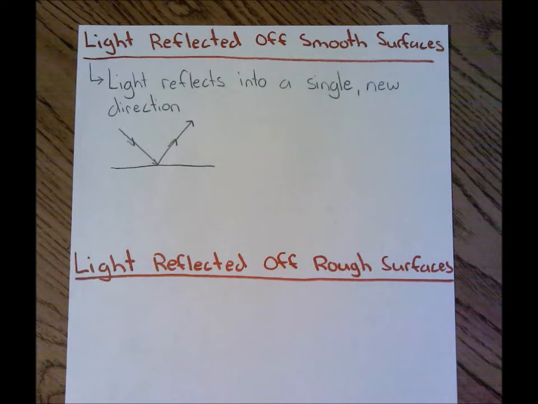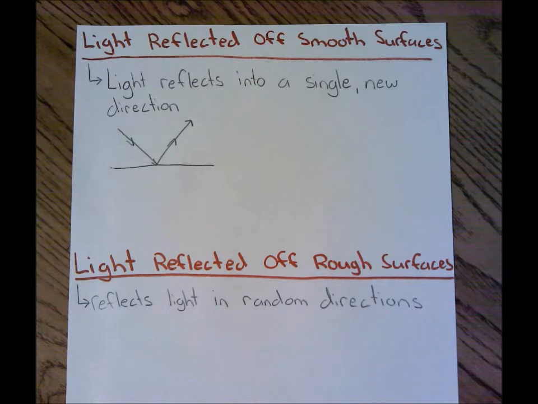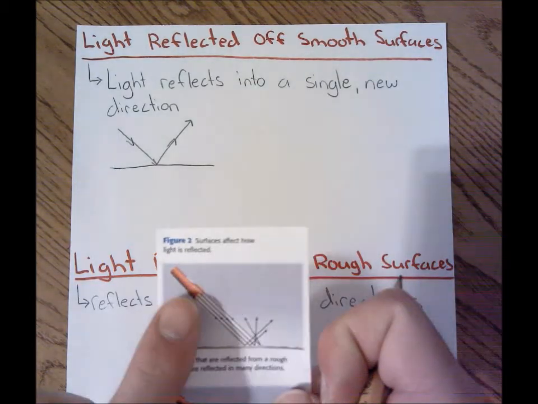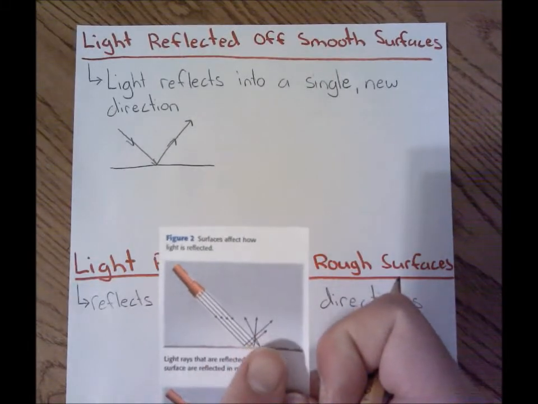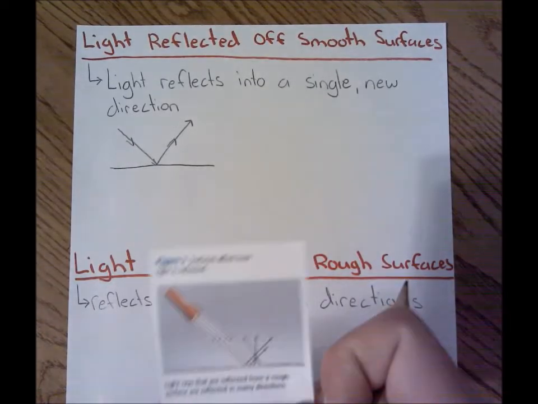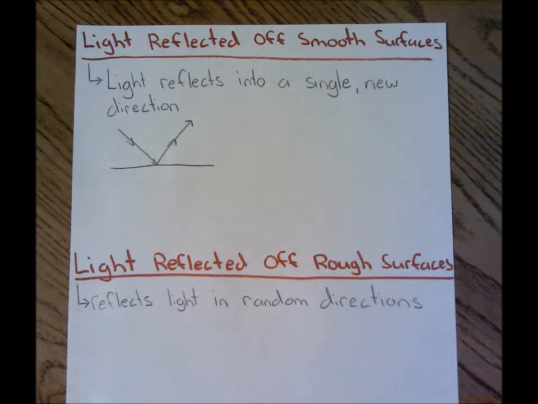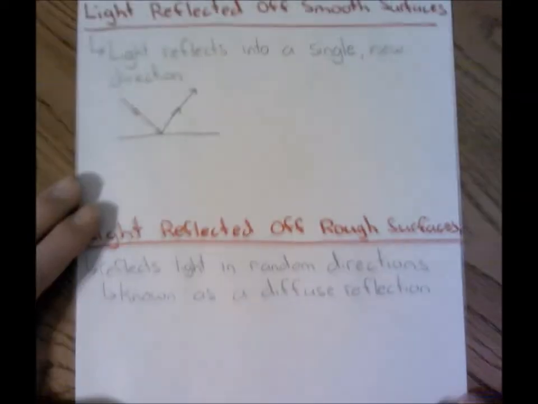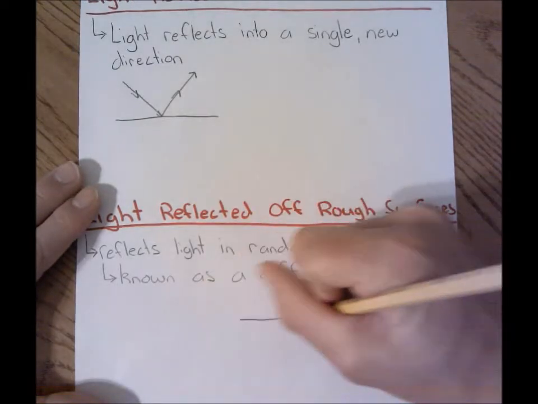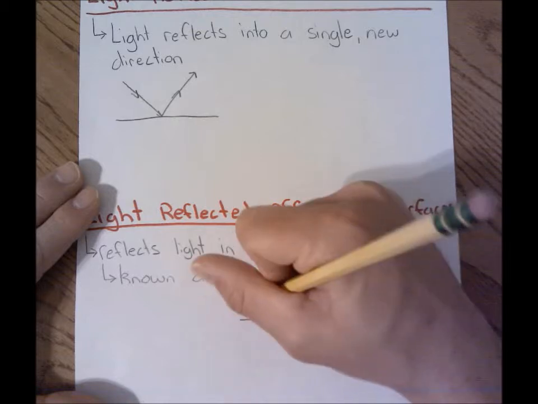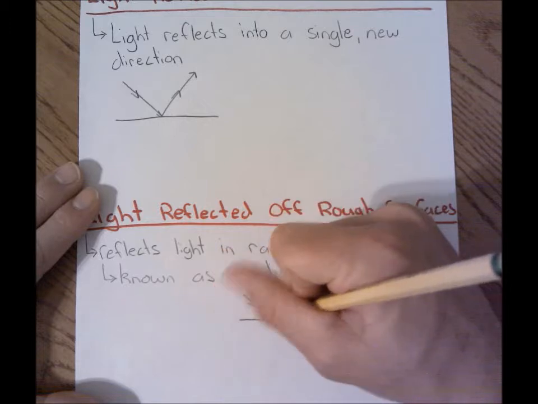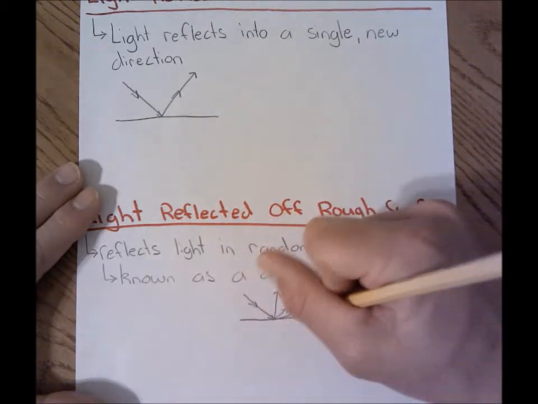Now, light being reflected off a rough surface. You probably saw the picture just above what I just showed you. Light that's reflected off a rough surface is going to reflect in random directions. That looks like this top picture here, where the light rays come in, they strike that rough surface, and you can see that the angle of reflection is every which way. It's not a single new direction. And we call this specifically a diffuse reflection. Just as a reminder, we're going to draw that picture as well. We're going to have this light ray come in, it's going to reflect off a rough surface, and it's going to go in many different directions. It's going to have a diffuse reflection.